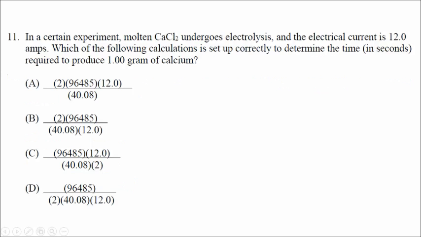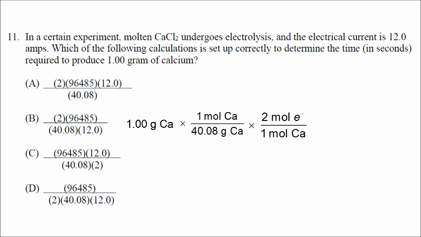In number 11, we're doing an electrolysis calculation. We're starting with 1 gram of calcium. First, we're going to go from grams of calcium to moles of calcium using the periodic table. Then we're going to go from moles of calcium to moles of electrons. Because the charge on calcium is +2, there are 2 moles of electrons required for every 1 mole of calcium that's produced. Now we have to go from moles of electrons to coulombs, and we do that with the Faraday constant. Again, we can cross off choices C and D because the number 2 has to be on the top. So 96,485 coulombs per mole.